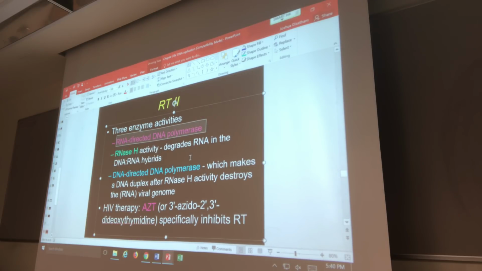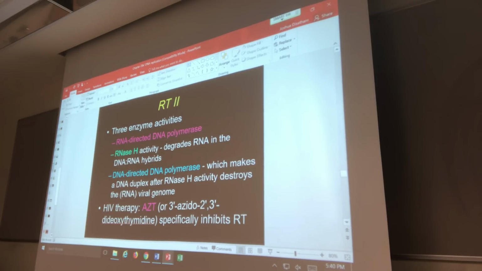Step 1 creates DNA out of RNA, so you have a hybrid here. The second activity breaks apart that hybrid. And the last activity is, well, now that you made brand new DNA out of that RNA, you can make more DNA from that brand new DNA that you just made. So DNA-directed DNA polymerase is you use your new DNA as a template to make more DNA.